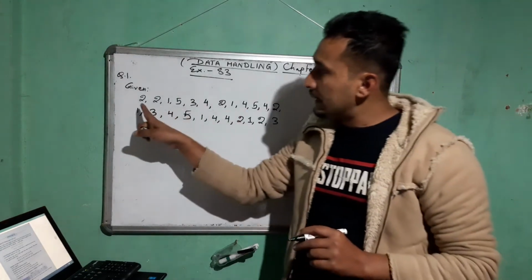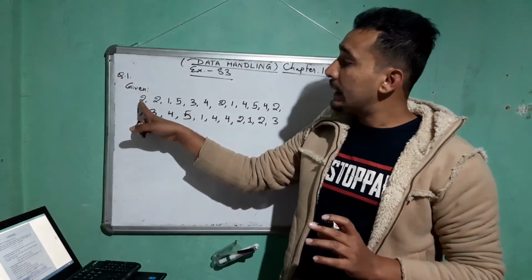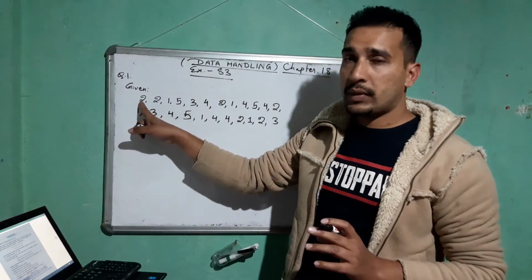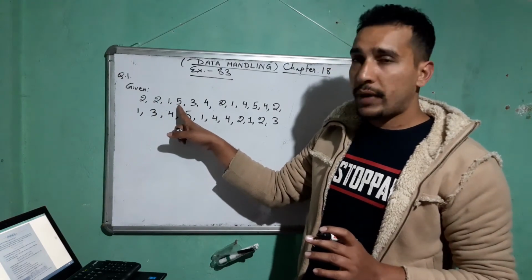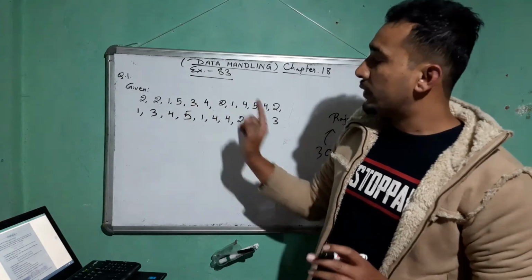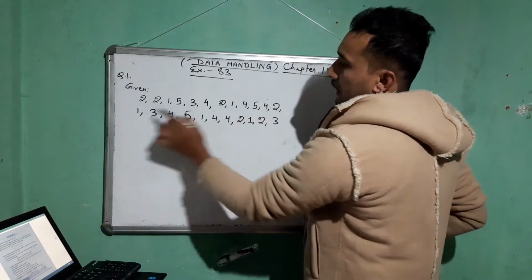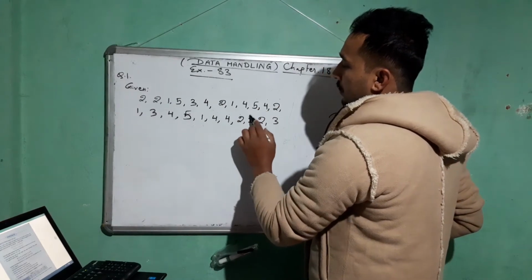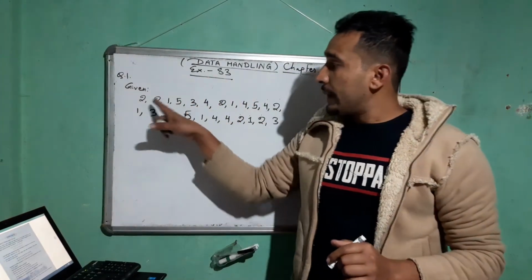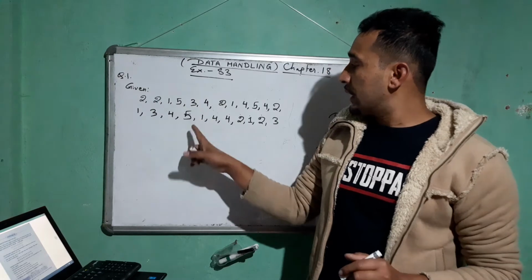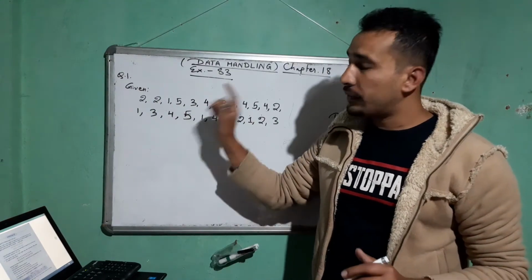Refer to your book for the question. First student clapped 2 times. Second student also clapped 2 times. Third clapped 1 time. Fourth clapped 5 times. Similarly, other students. Total how many students are there? 1, 2, 3, up to 23. 23 students are there. Individually, some clapped 1 time, some 2 times, some 3, some 4, and some 5. Maximum they have clapped 5 times.